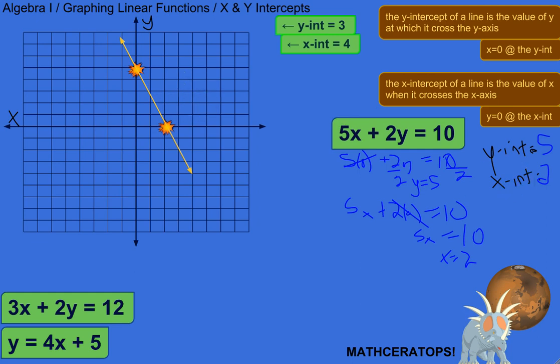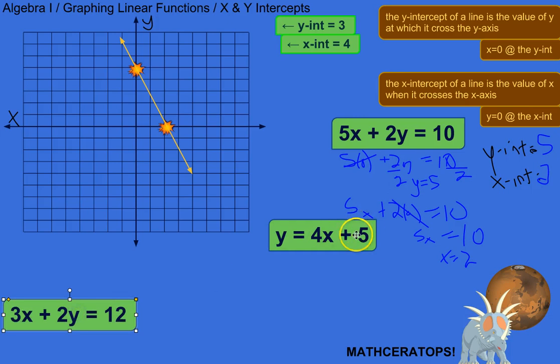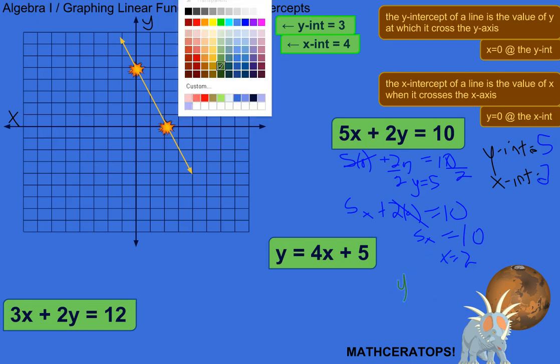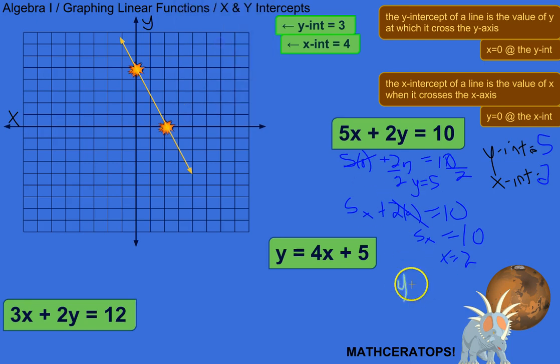So let's try another one. This time we'll take an equation in the slope-intercept form. It's really easy to do with the standard form, but say you're given a line in the slope-intercept form. That's pretty common. So I want to find the y-intercept, and I want to know the x-intercept.